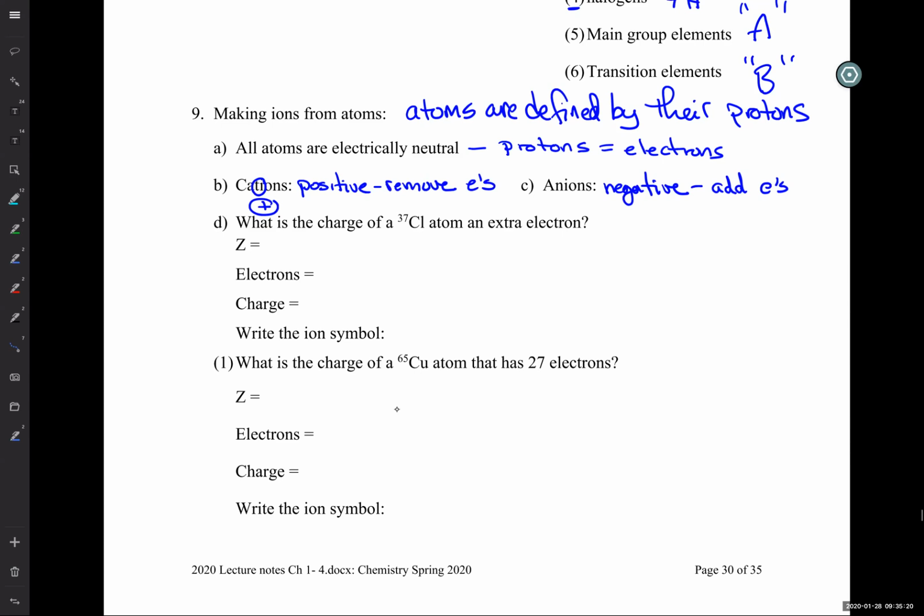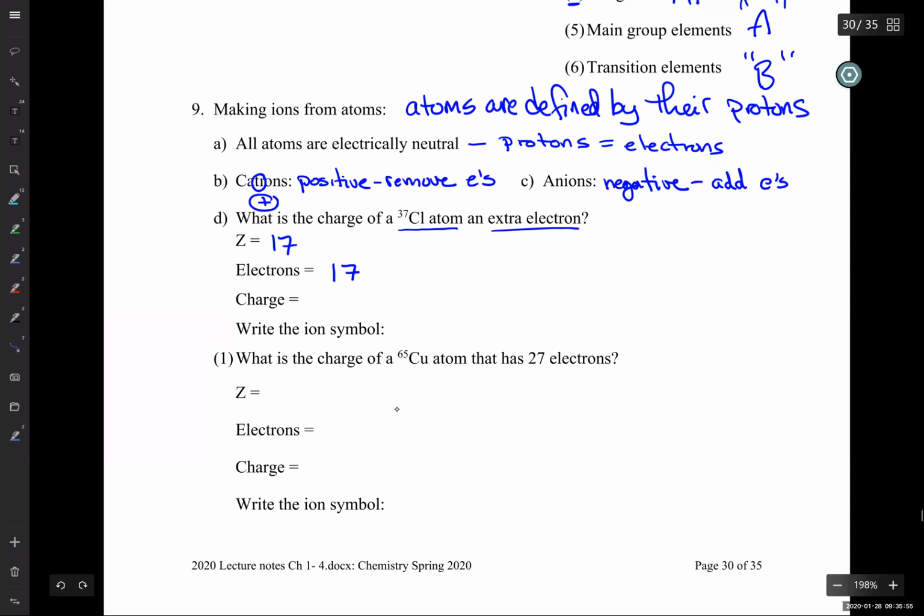So we're going to do chlorine, right? We want to know the charge of a chlorine atom with an extra electron, okay? So this is what we're going to do. What's its atomic number for chlorine? Where is it at? 17. It's one of the halogens, okay? So I'm just going to say these words to help remind you. Number 17. So how many electrons does neutral chlorine have? 17, right? And then what did we just state it has? An extra electron, right? So we're going to add one. And that's going to be 18.